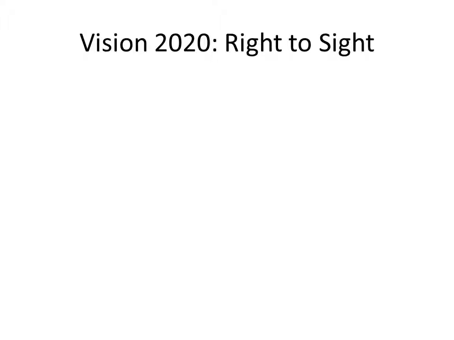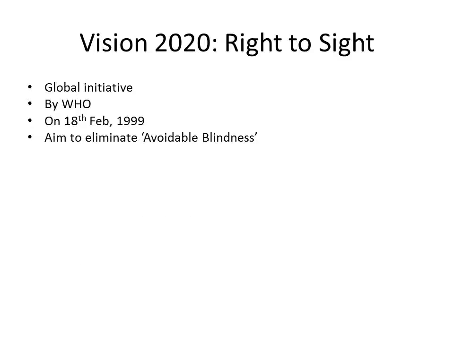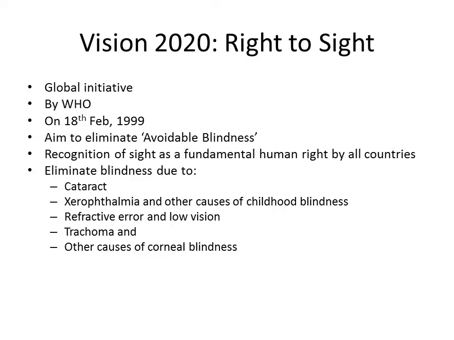Vision 2020: The Right to Sight is a global initiative by WHO. It was launched in 1999 with an aim to eliminate avoidable blindness. It recognizes sight as a fundamental human right, and the major causes that it aims to prevent or cure are cataract, xerophthalmia, refractive error, trachoma and other causes of corneal blindness.